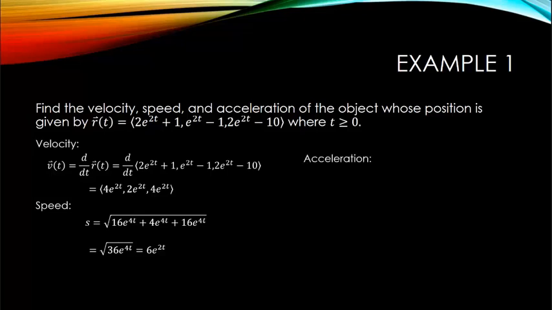My acceleration is another vector. It is the first derivative of the velocity vector, or the second derivative of the position vector. I can take the derivative with respect to t of the velocity components 4e to the 2t, 2e to the 2t, and 4e to the 2t. The acceleration vector is given by the components 8e to the 2t, 4e to the 2t, and 8e to the 2t.